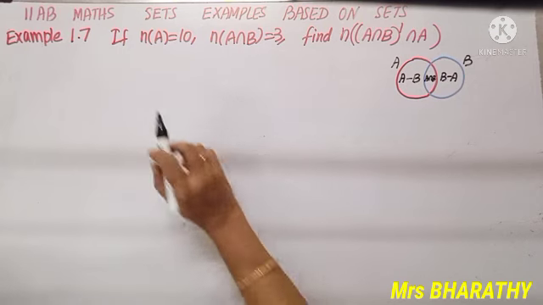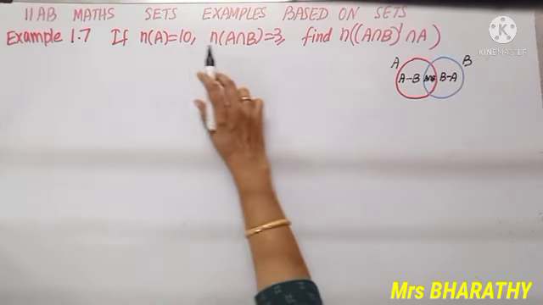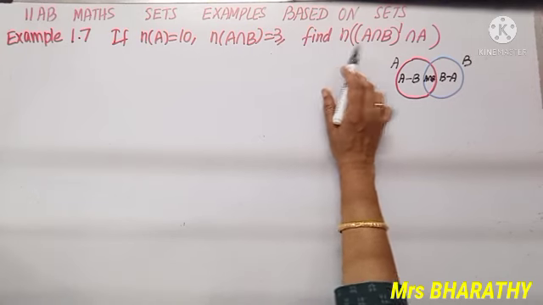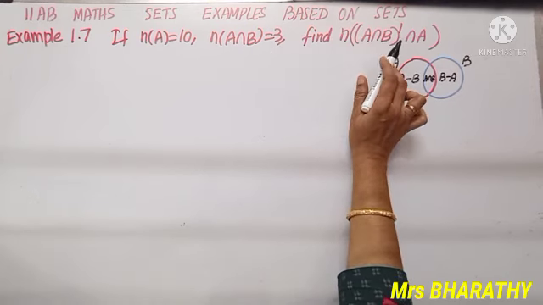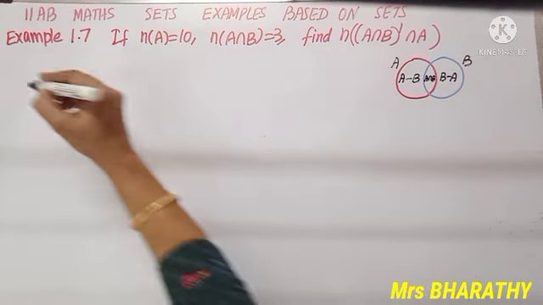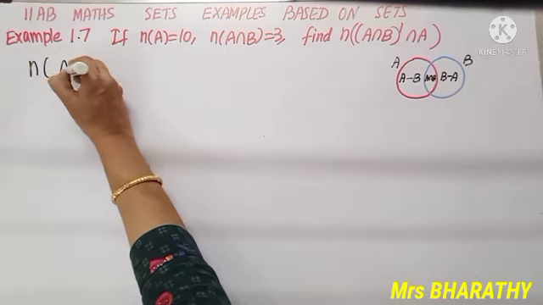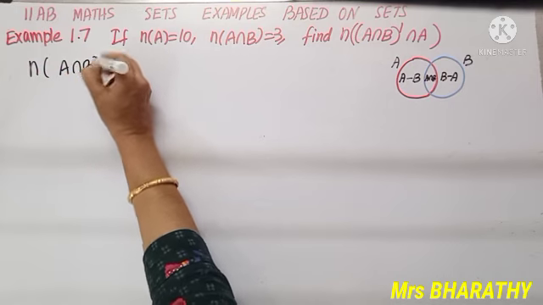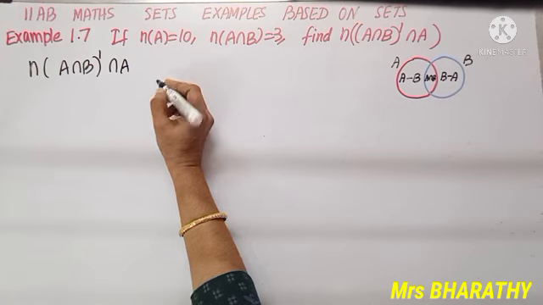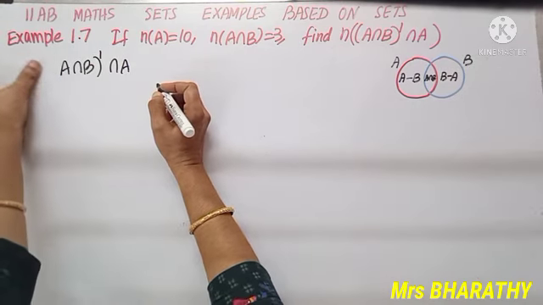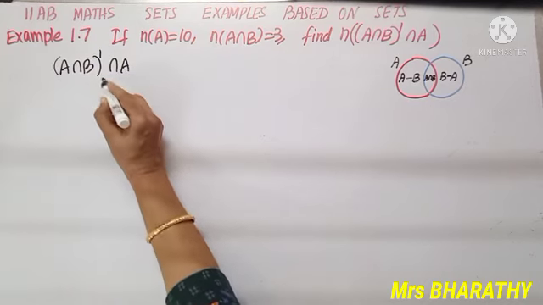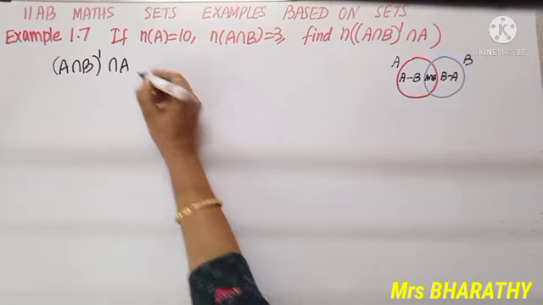Example 1.7. If n of A is 10, n of A intersection B is 3, find n of (A intersection B) dash intersection A. Let us start from here. It is n of (A intersection B) dash intersection A. Forget n at the present. Let us find out what is (A intersection B) dash intersection A.